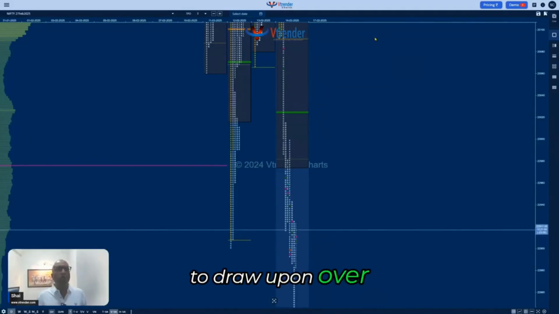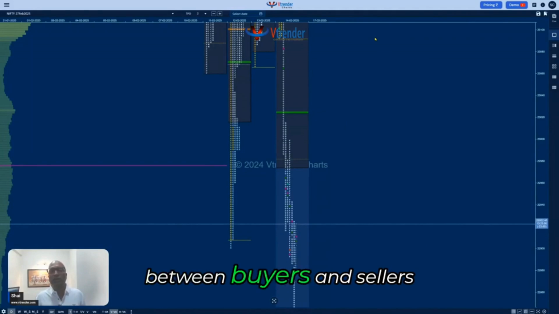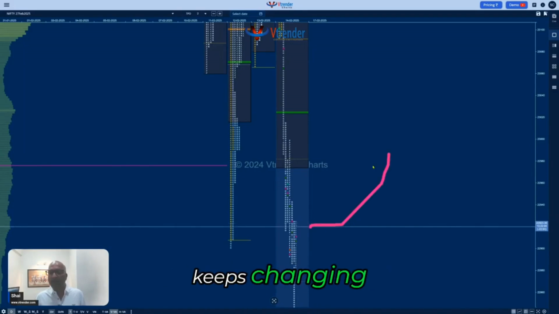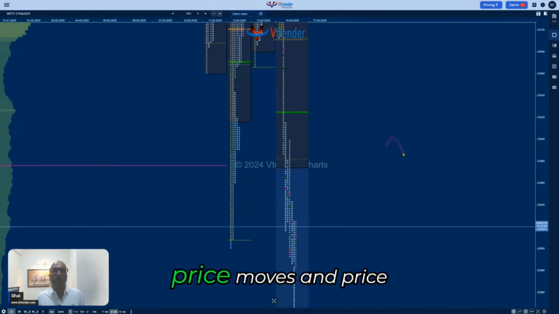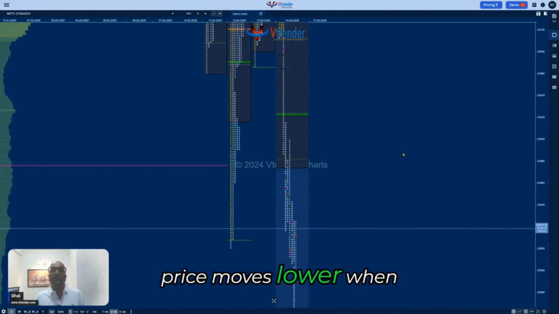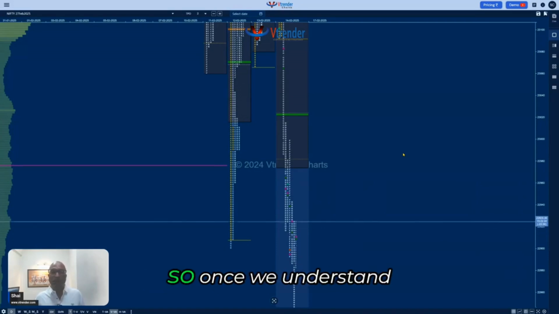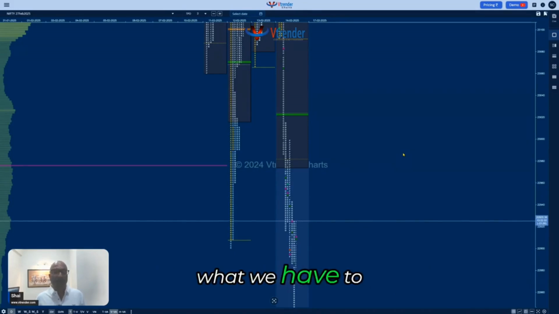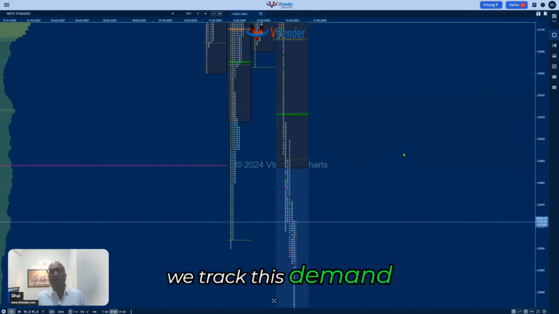What is this bar? But what I want to draw upon over here is the equation between buyers and sellers, or demand and supply. At every point in time, this equation keeps changing. And because it keeps changing, price moves. Price moves up only when demand is greater than supply. Price moves lower when supply is greater than demand. So once we understand this market as a basic math between buyers and sellers, between demand and supply, what we have to understand is how do we track this demand and supply line.